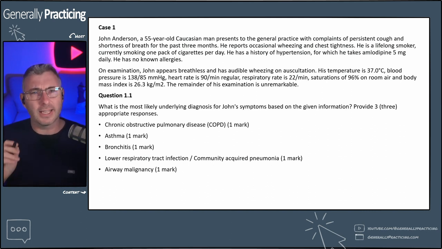Now, again, I probably would want to know more about him smoking one pack of cigarettes per day. Well, what size pack is that? But I think the overwhelming information here is leading us towards that COPD pathway.